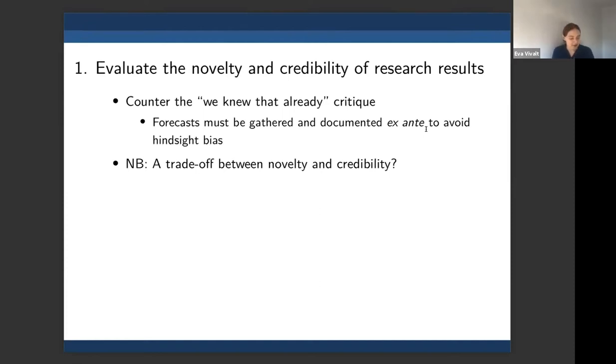And yet I would also argue there's a subtle trade-off between novelty and credibility that a lot of people don't recognize. By this, I mean, if you think of a really surprising result, that really surprising result might also be less likely to replicate in the future. I'm not taking a side here in terms of this being a double-edged sword. I'm just pointing out there is a bit of a tension here. So there are many uses of forecasts, and these are two of them potentially.